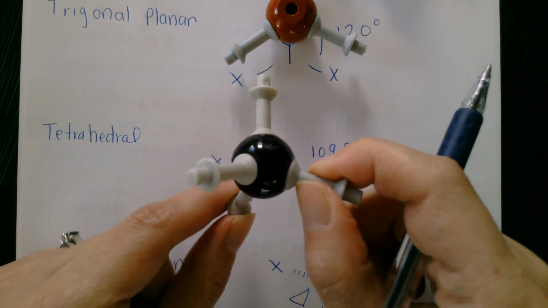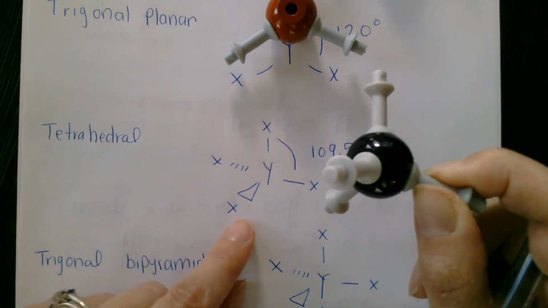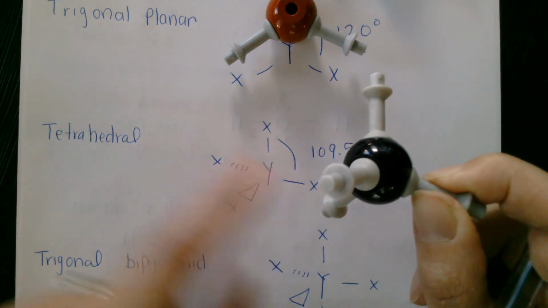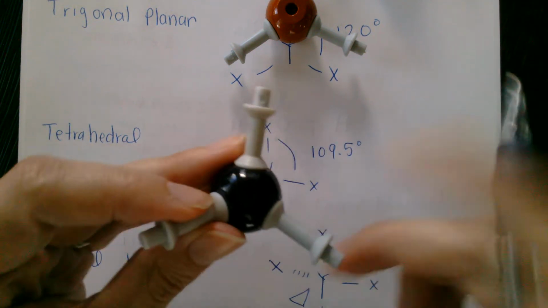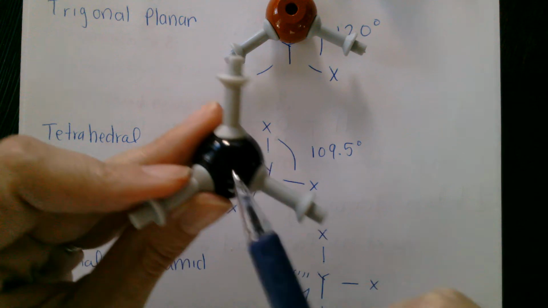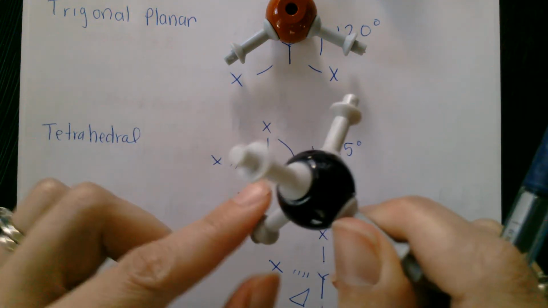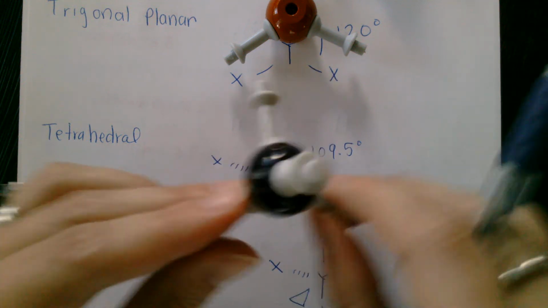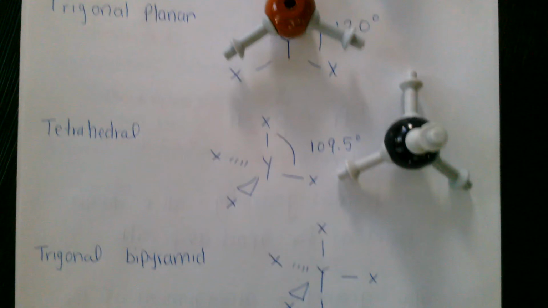So here, if I tilt it just a little bit like this, that's my wedge right here, and this is my dash right here. Okay, so that's how we draw these in 3D. This one is all in the plane, and we have to show that there is one poking out forward and one going back behind. So this is our tetrahedral. So I'll put it there just like this.